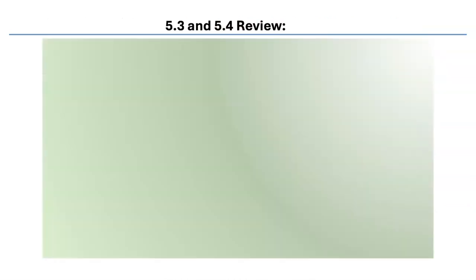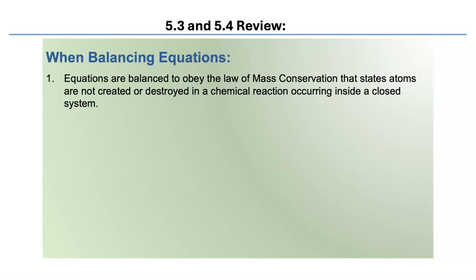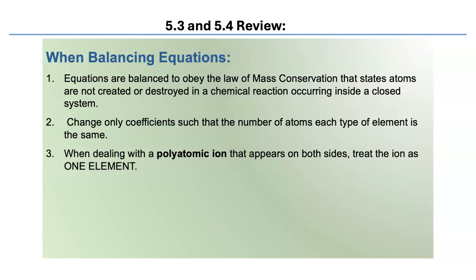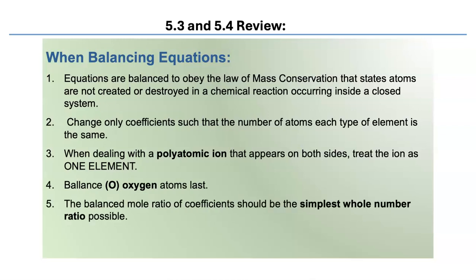Now let's look at our review. So when balancing equations, you must obey the law of mass conservation that states atoms are not created or destroyed in chemical reactions occurring inside closed systems. And this is why we balanced equations. We only change the coefficients such that the number of atoms of each type of element is the same on both sides. When dealing with polyatomic ions that appear on both sides, treat the ion as one element. Balance oxygen atoms last. The balanced mole ratio of coefficients should be the simplest whole number ratio possible.